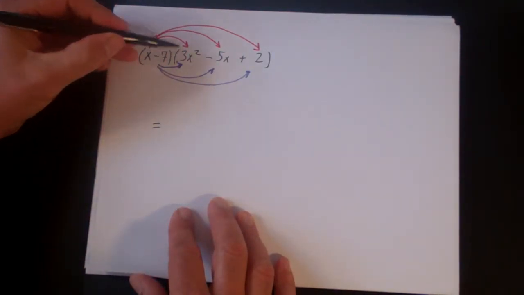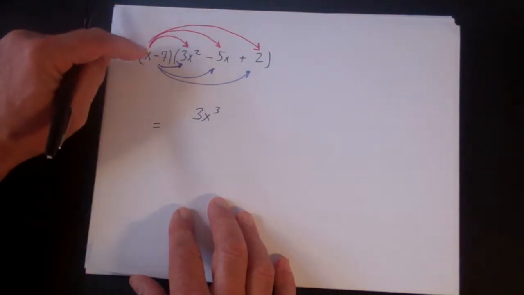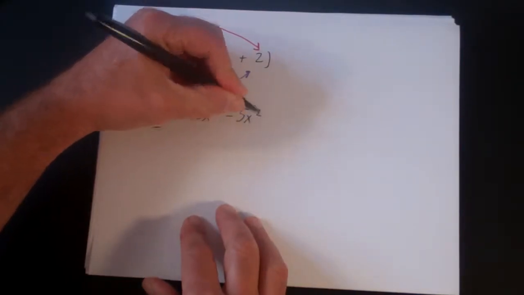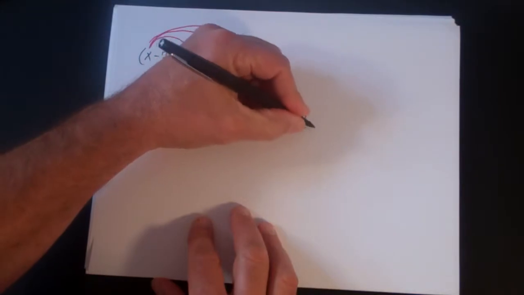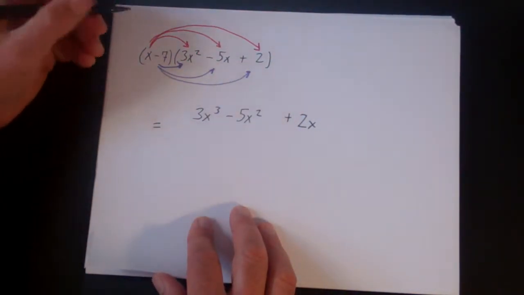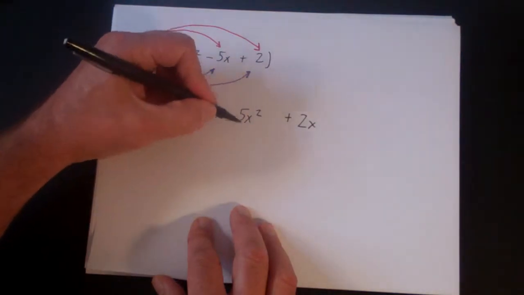X times 3x squared will be a 3x to the third. And then x times a minus 5x is a minus 5x squared. And then x times 2 is a plus 2x. So first I distribute the x across the three terms. Then I distribute the minus 7. So it's minus 7 times 3x squared, which is a minus 21x squared. I'm going to stack that below the x squared.